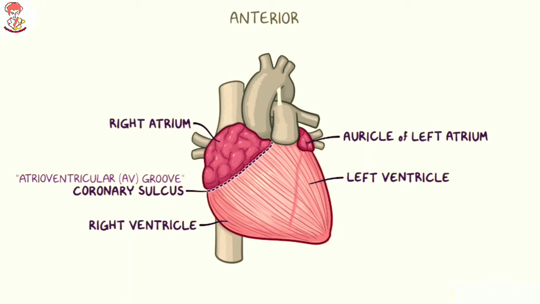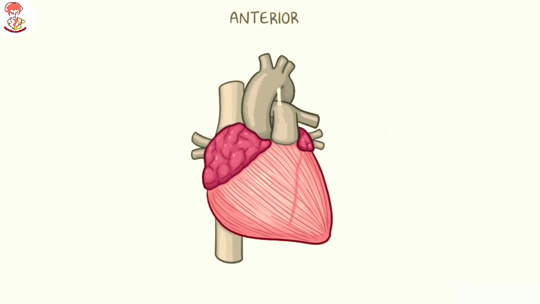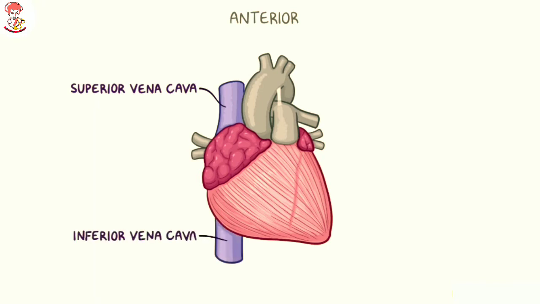Now moving on, you can actually see parts of the great vessels on an anterior view. From right to left, there is part of the superior vena cava, which opens in the superior part of the right atrium. Then there is part of the inferior vena cava, which also opens in the right atrium, but the opening can only be seen on a posterior view.